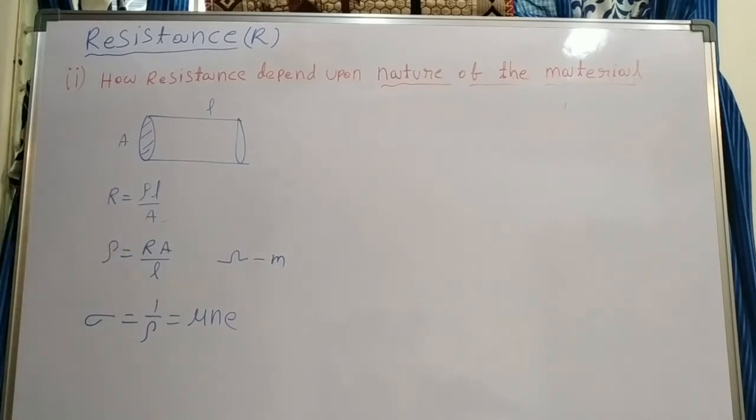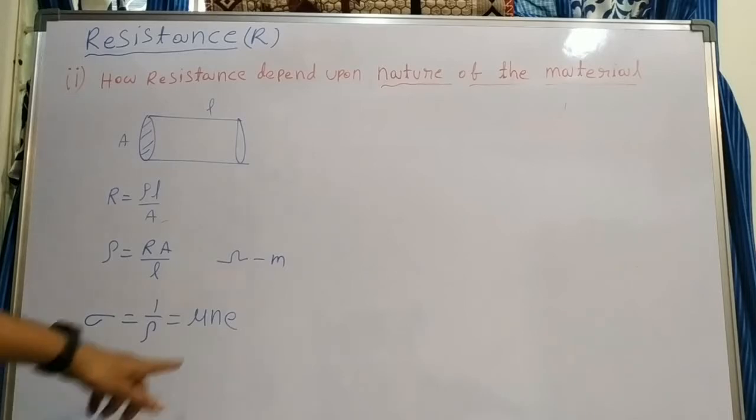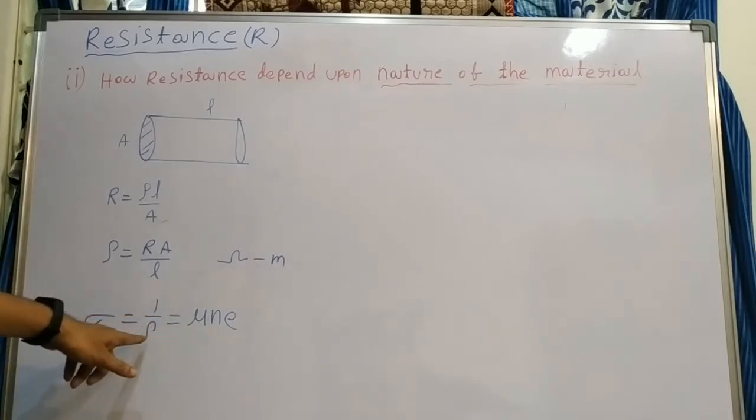Suppose you take bad conductors, meaning insulators: rubber, pure water, and glass. These types of materials are bad conductors. Their number of free electrons is less, which means resistivity is more. Resistivity more means resistance also more. Like that, resistance depends upon the nature of the material.